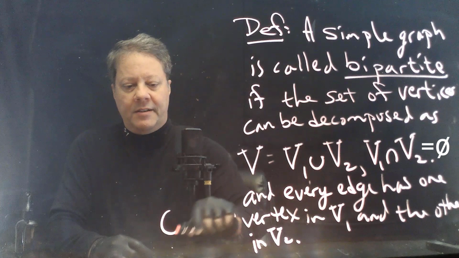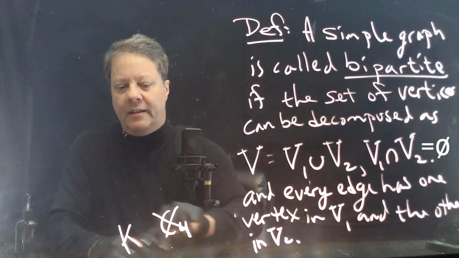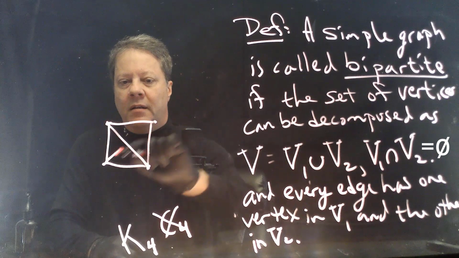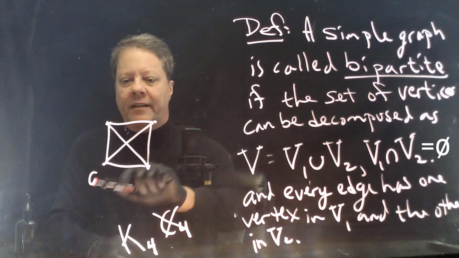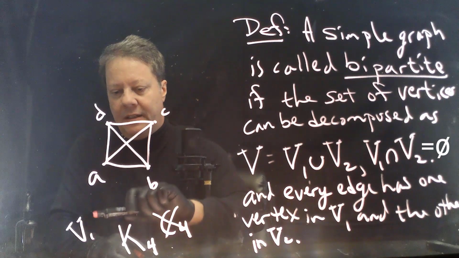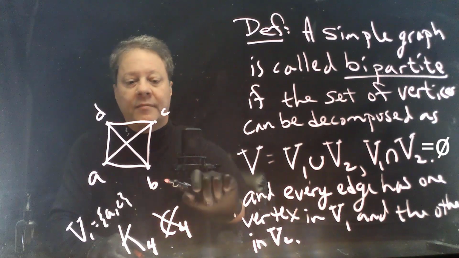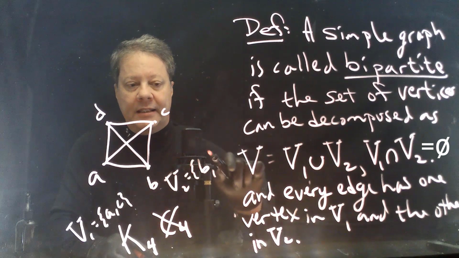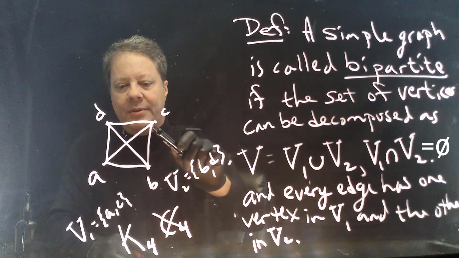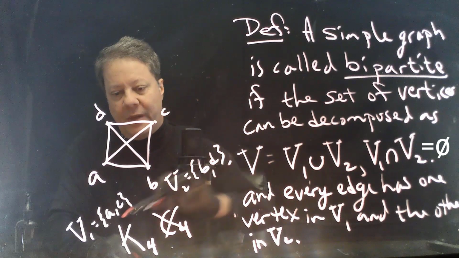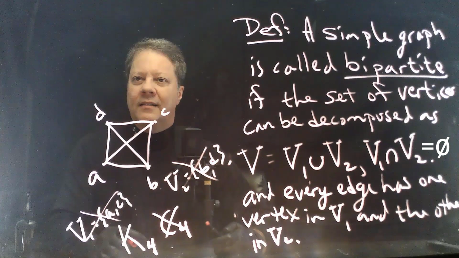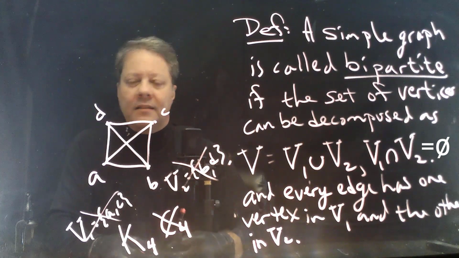We know that C4 is bipartite. Let's look at K4, the connected graph with 4 vertices. Here would be K4. We'll have A, B, C, and D. Is it possible to put each edge into 2 sets? Let's try A and C here, and V2 as B and D. That wouldn't work because we have an edge that goes from, let's say, A to B. That's fine. But what about A to C? We don't have that, because we have A here, but we don't have C over here. So that wouldn't work.